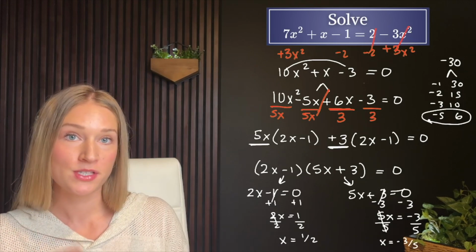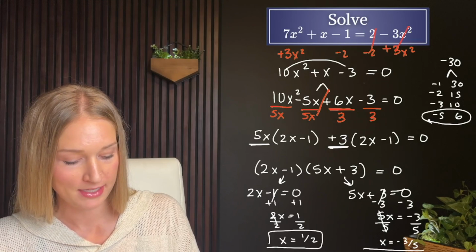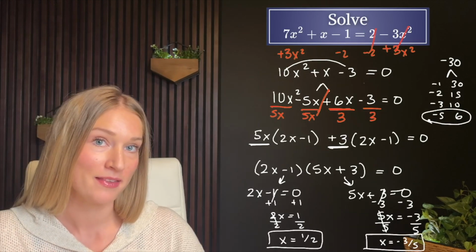So I have two solutions to this quadratic. I have x equals 1/2, or x could be negative 3/5. I'm not going to check my answer this time, but you definitely should make that a common practice.